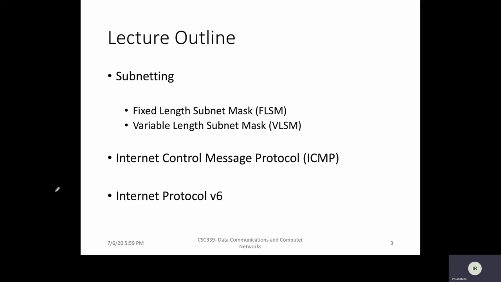In this lecture, we will discuss subnetting, and we'll talk about fixed length subnet mask and variable length subnet mask and what's the difference between the two. Then we'll talk about Internet Control Message Protocol, ICMP. We'll talk about ICMP version 4 and ICMP version 6, and then we'll discuss Internet Protocol version 6.